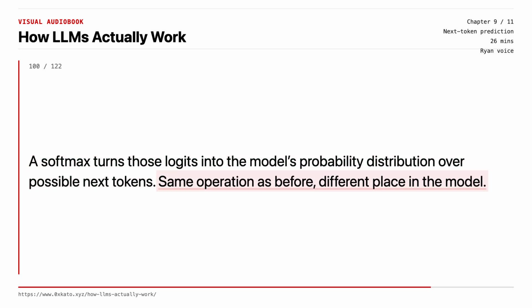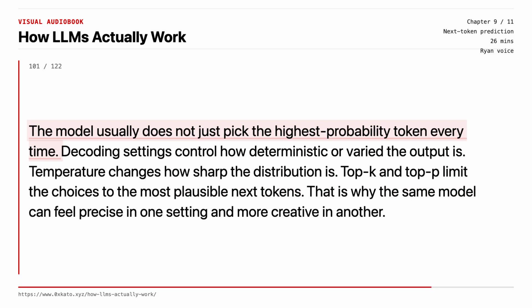Same operation as before, different place in the model. The model usually does not just pick the highest probability token every time. Decoding settings control how deterministic or varied the output is. Temperature changes how sharp the distribution is. Top-k and top-p limit the choices to the most plausible next tokens. That is why the same model can feel precise in one setting and more creative in another.